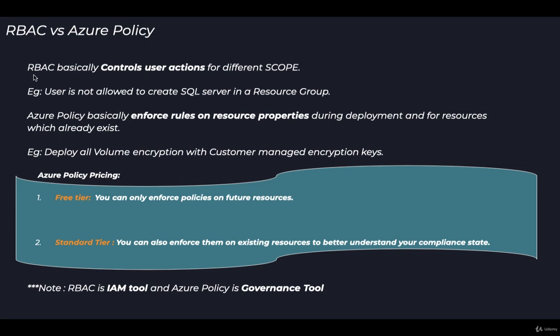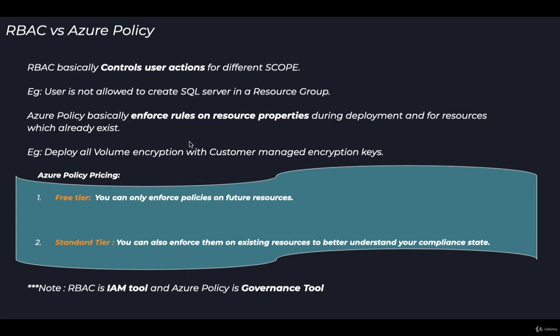Another thing is that role-based access control is basically an IAM tool, or identity and access management. We are controlling the user behavior. On the other hand, Azure policy is a governance tool. The example we gave for Azure policies: deploy all volume encryptions with customer managed keys. So no volume should be encrypted with the Microsoft managed key. Only customer managed keys could be used. There might be some regulation like GxP or others, which have stringent requirements that only customer managed encryption keys should be used. That you can achieve with the help of Azure policy.